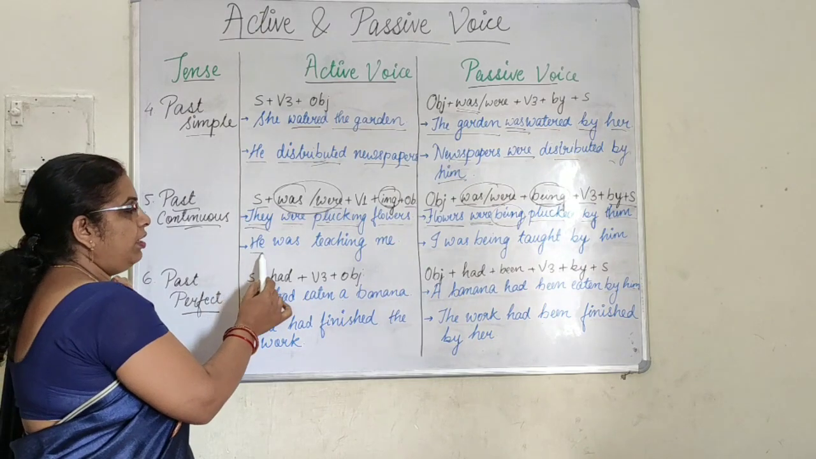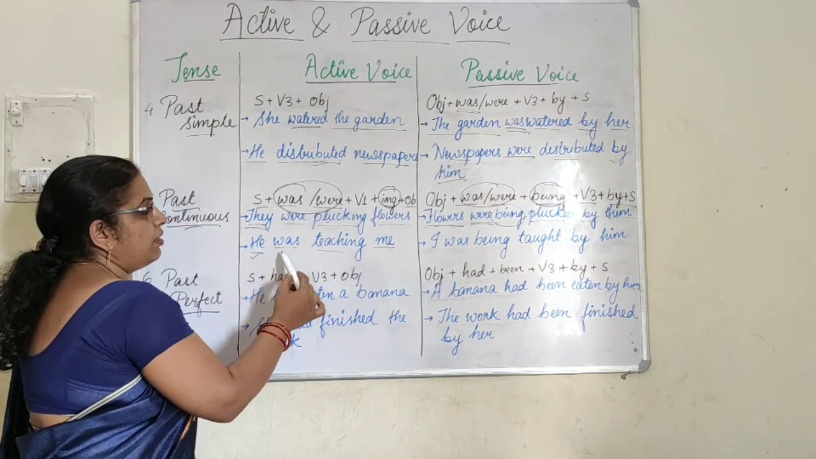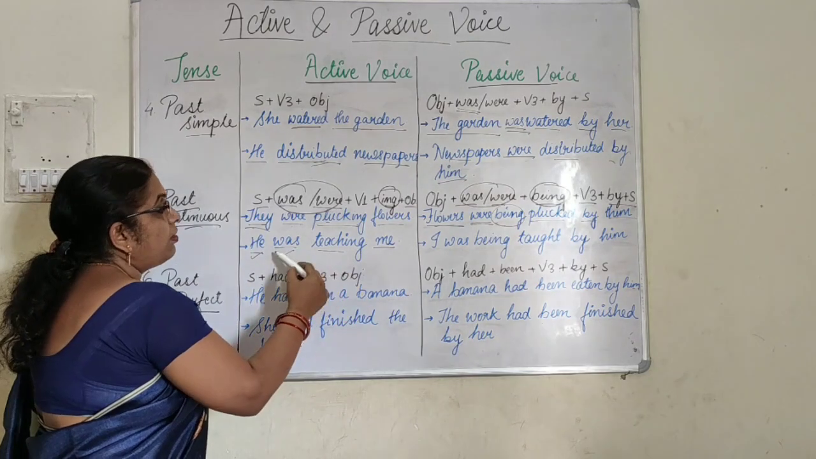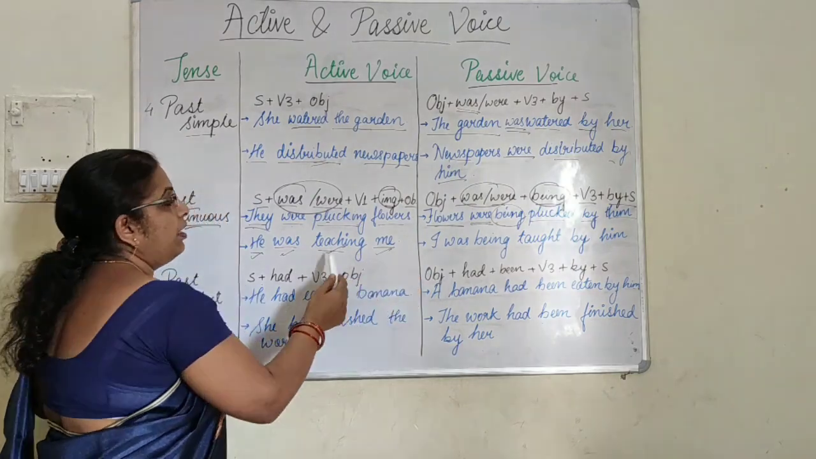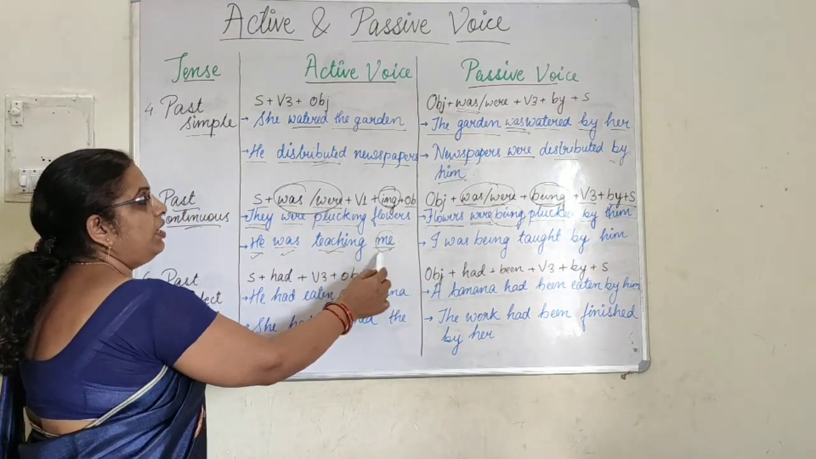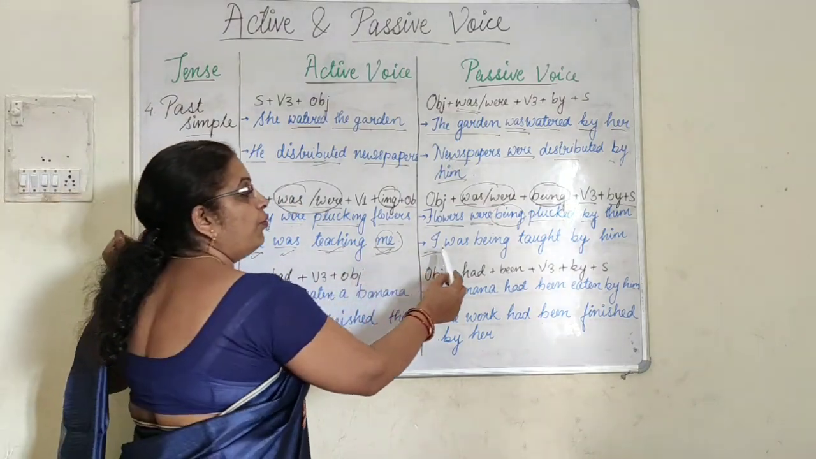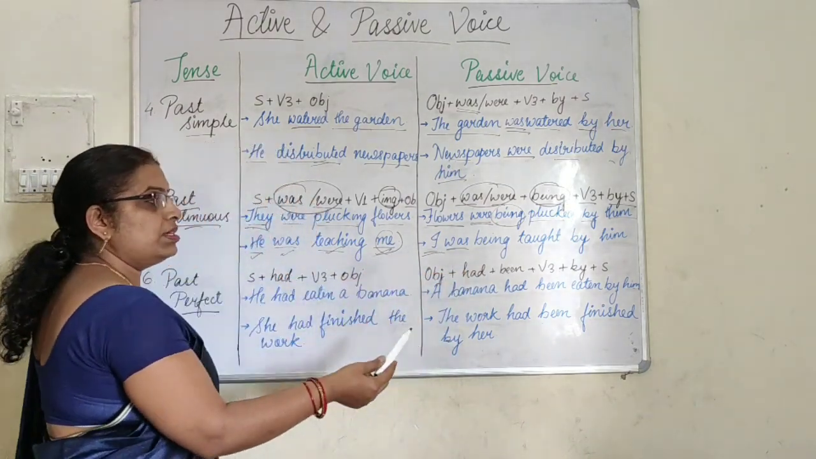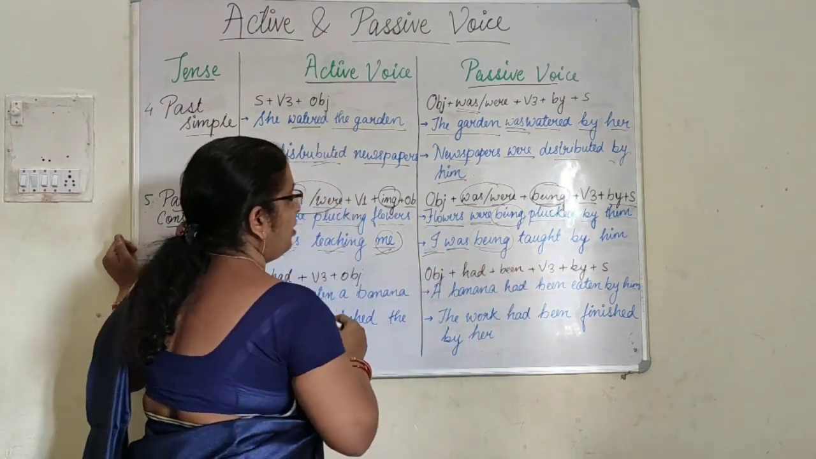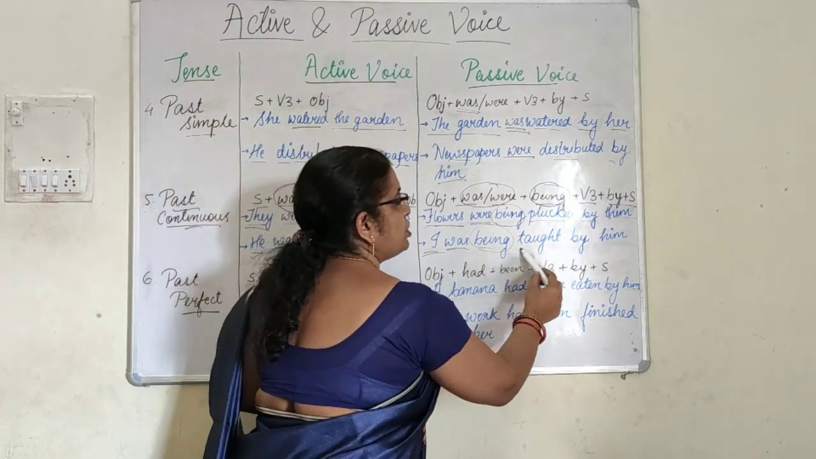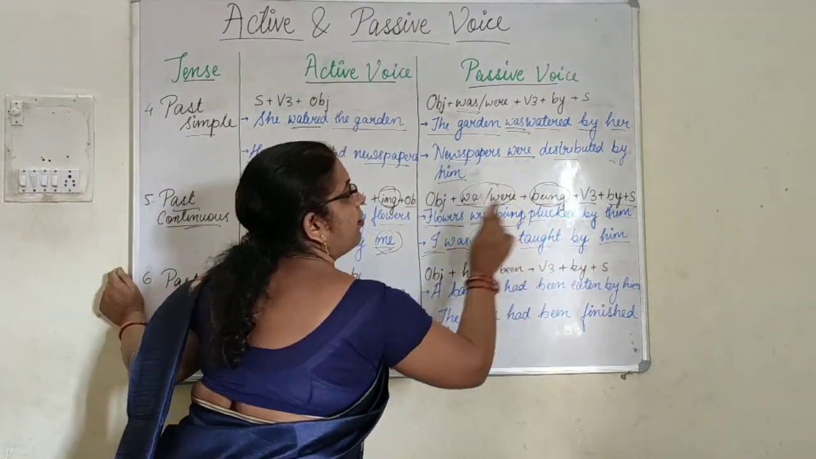Next example, he was teaching me. Subject, verb, helping verb, verb and ing, and me. When it changes, me comes in front as I. With I, was is used. I was. ing is there, so you will use being. Verb third form is taught by him. He changes to him.